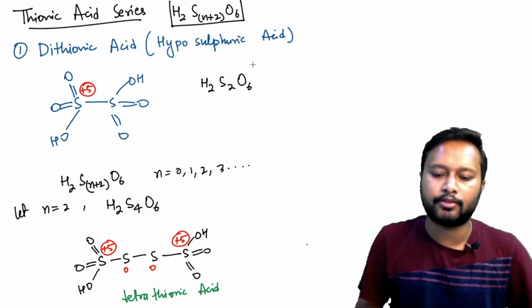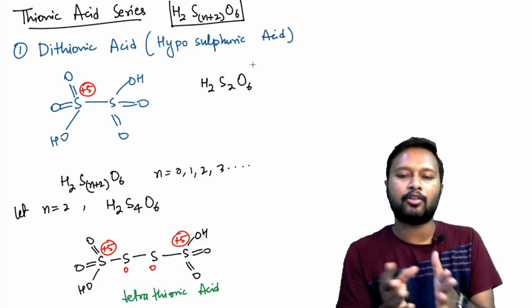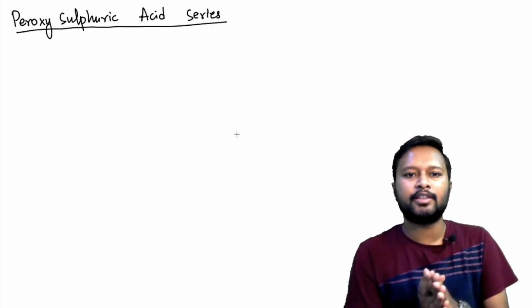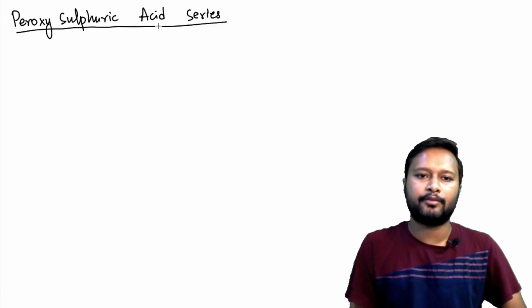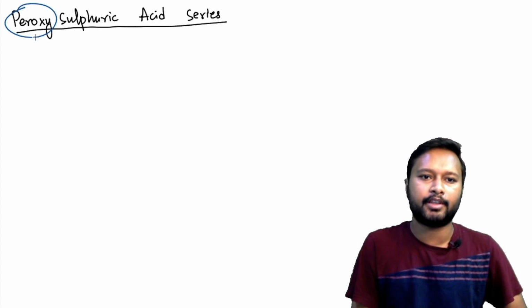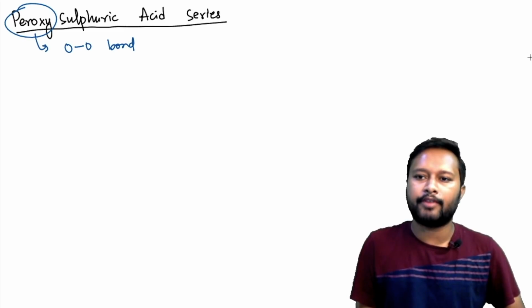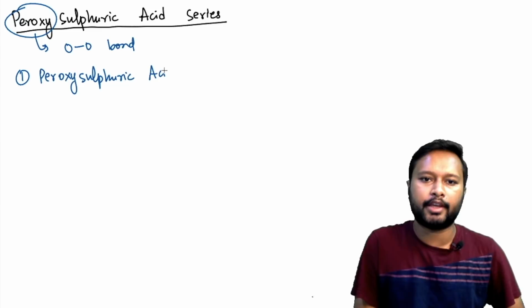So this is your thionic acid series. The next one which we can have is the peroxysulfuric acid series. So let's take that also. The last series for the sulfur oxoacids is peroxysulfuric acid. Now this peroxy basically means that you will have an oxygen-oxygen bond in the molecule. The first one I am going to take is peroxysulfuric acid as such.